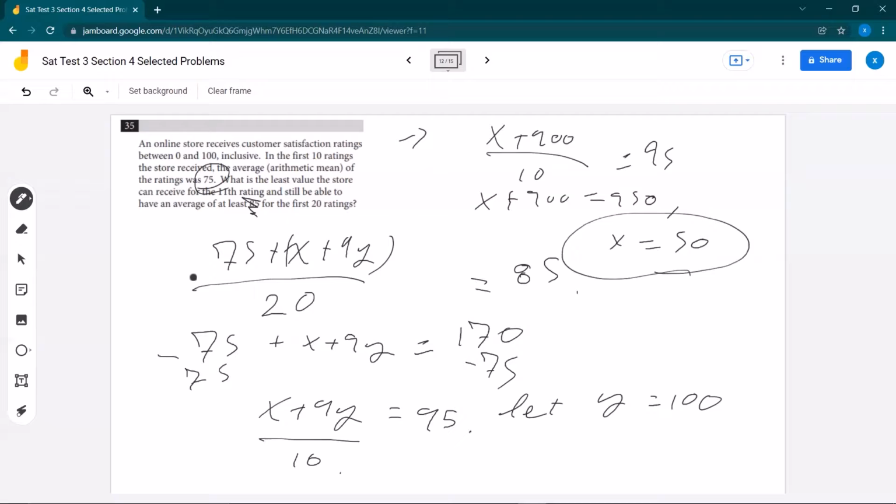And that's our answer. The reason is that we said we're going to make X the smallest, we're going to let Y be the largest it can be, and that allows us to find the smallest the 11th value could be and still be able to bounce back by maximizing the rest. So we're solving for this expression: this is equal to 95, so the average, if we divided this whole thing by 10, would be 95. Then we plug in 100 for Y, and then we solve for X. That's how we got our answer.